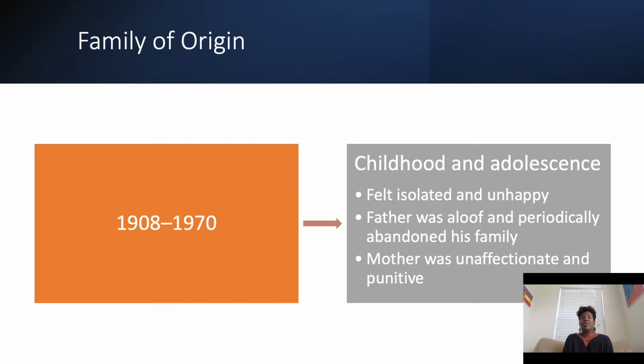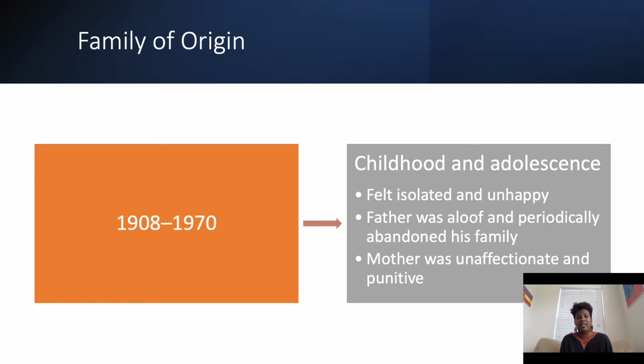So as always, when I introduce a theorist, I believe it's important to understand their family of origin. This gives you clarity or perspective on their background, on how they came about developing their theory on personality. And something that I've noticed with the theorists, they all seem to have come from troubling backgrounds. And so this is the case as well with Maslow.